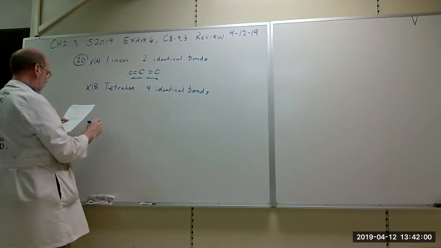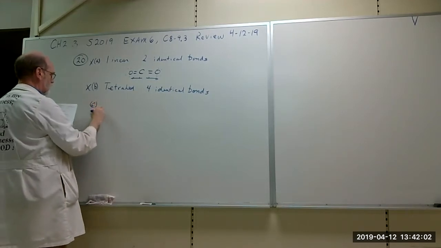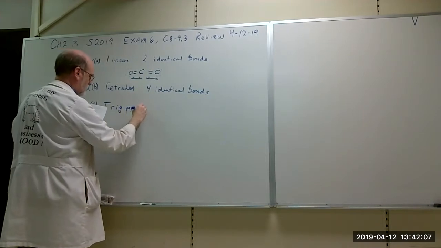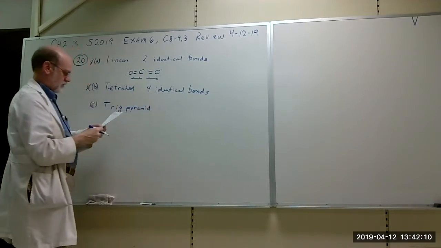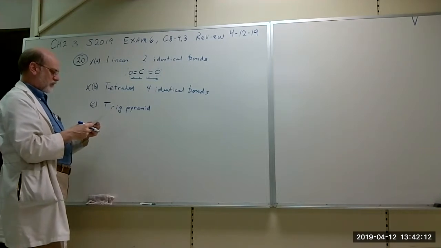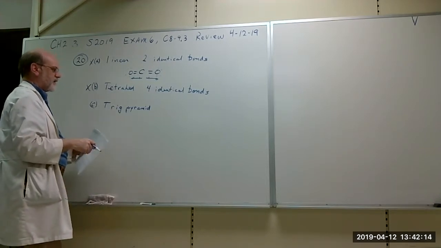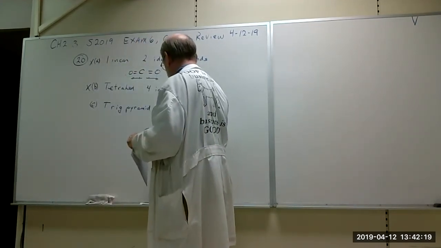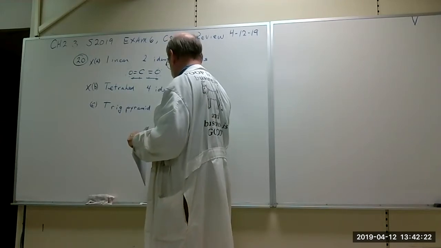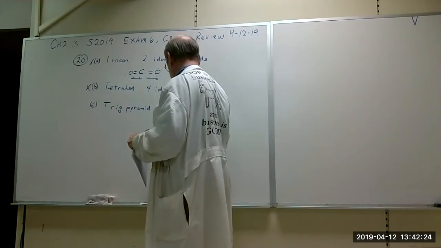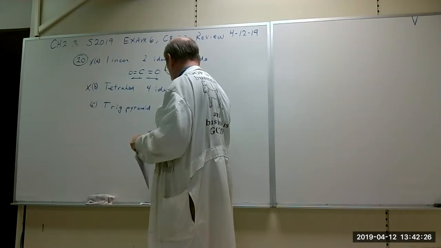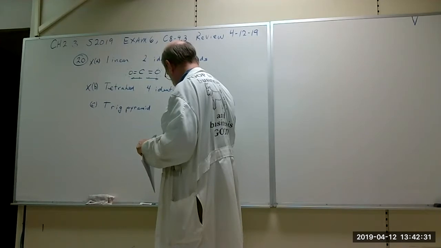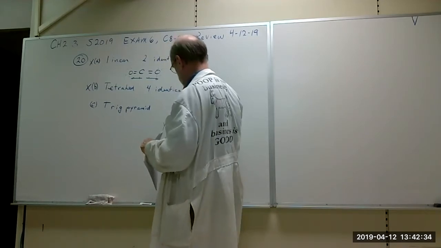How about a trigonal pyramid molecule? Trigonal pyramid with 3 identical bonds. What does that mean? What's a trigonal pyramid? Well, if you have one here, and you have one there, one in the back, one here, there's your trigonal, and there's your pyramid.